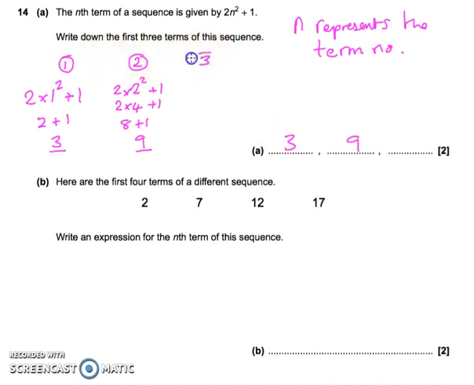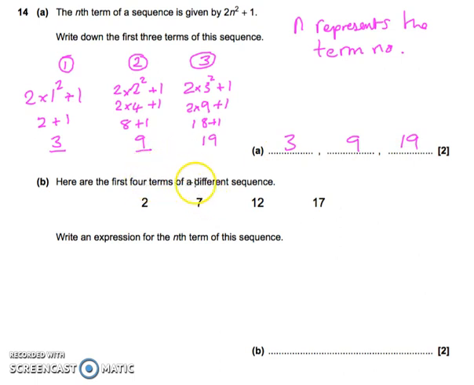term number 3, if we substitute 3 in, we're going to get 2 times by 3 squared plus 1. Well, that bit's 9. 2 times 9 plus 1, 18, plus 1, 19. So 19 is our answer there. So 3, 9 and 19 for 2 marks.